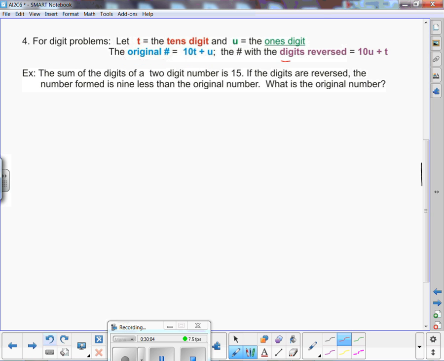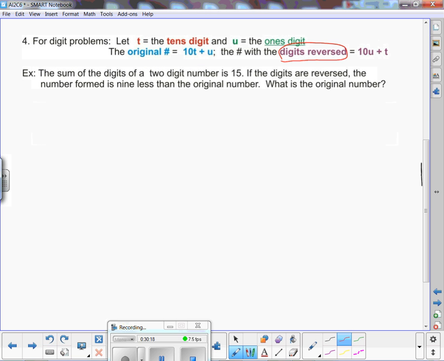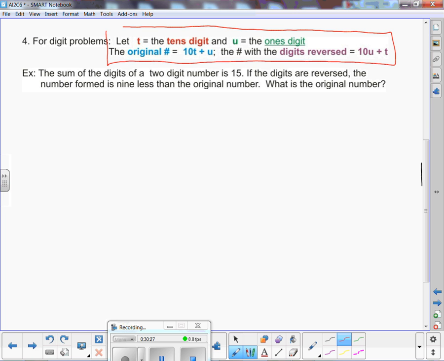And a lot of times these problems have a reversed number. What is the number with the digits reversed? Well, you have to swap out t and u, right? That's all. Okay. Those things don't change. These things don't change. This is always the case for every digit problem. You set this up the exact same way.